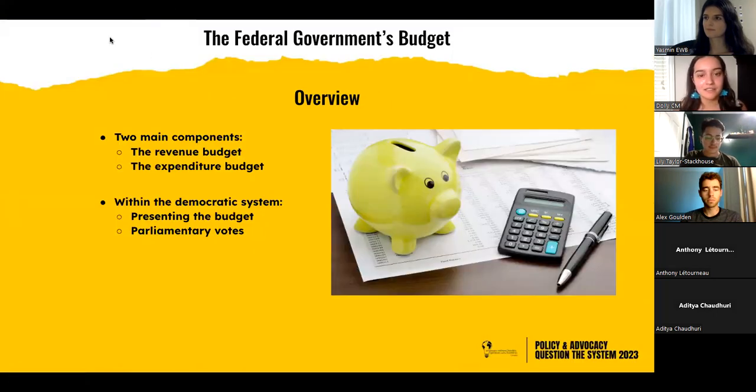Okay, so yeah, the federal government's budget. The overview is that there's 2 main components. There's the revenue budget and there's the expenditure budget. And within the democratic system, we have presenting the budget and parliamentary votes.